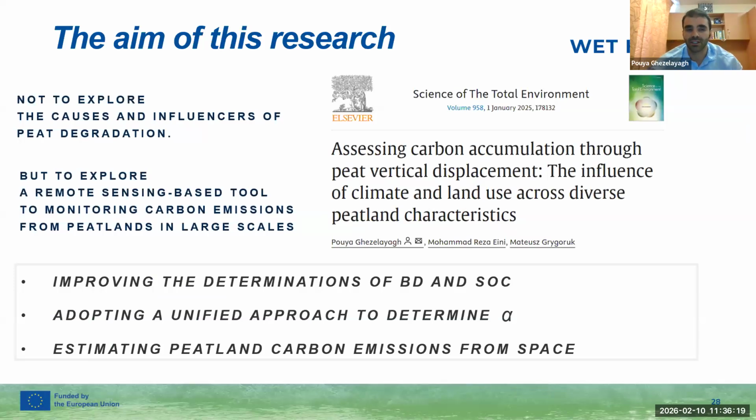The aim of this study is not to explore the causes and influences of peat degradation, although we did this through a comprehensive spatial temporal analysis, which was published in a journal, and I highly recommend that if you are interested in this topic, take a look at this paper and reach me by email if you have any question. But the aim of this study is to introduce a remote sensing based tool to monitor carbon emissions from peatlands at large scale.